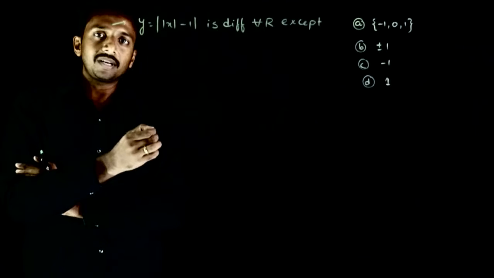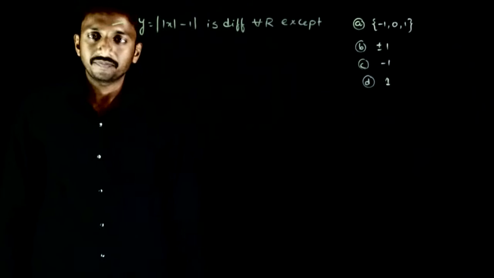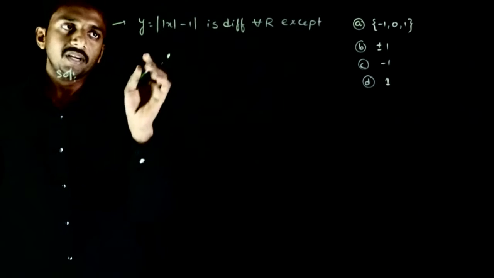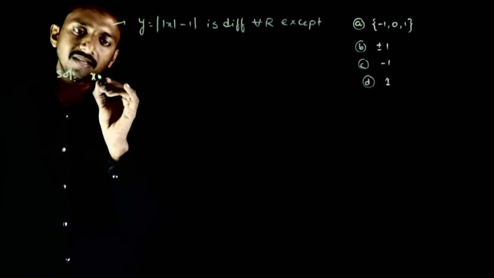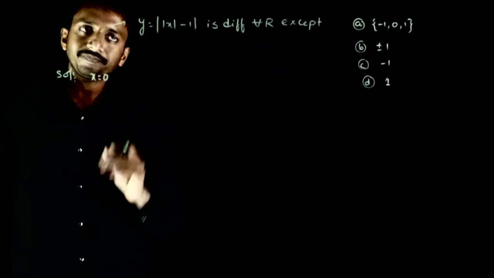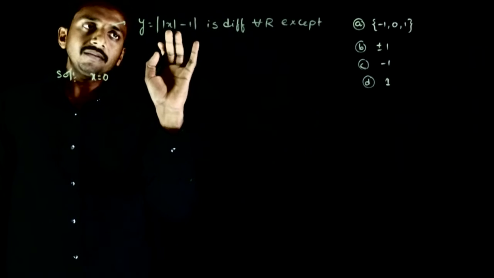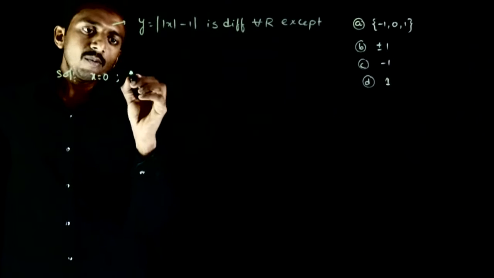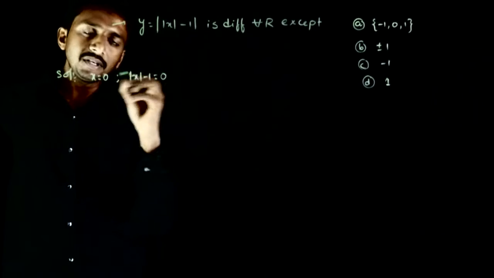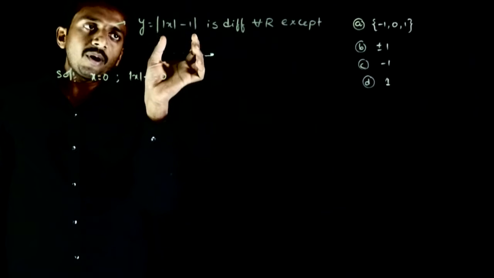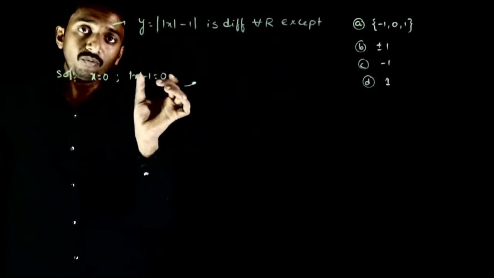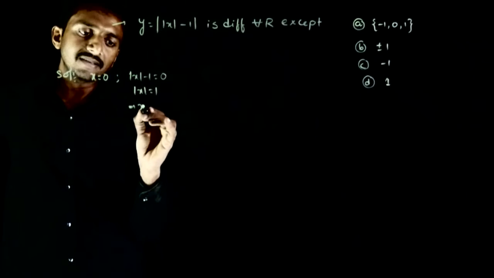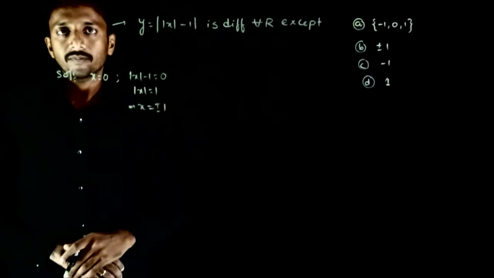So हम critical points निकाल के let us try to analyze this function. So what are the critical points for this function? Critical points are x is equal to 0 क्योंकि अंदर mod x है, so x equal to 0 is a critical point, and mod x minus 1 is equal to 0. बाहर वाला mod के अंदर mod x minus 1 है, जब वो 0 होगा तभी critical होगा. So mod x is equal to 1. This implies x is equal to plus or minus 1.